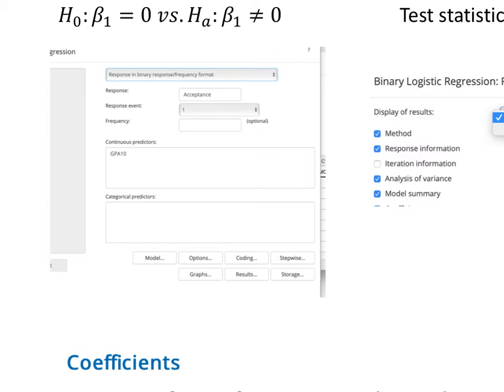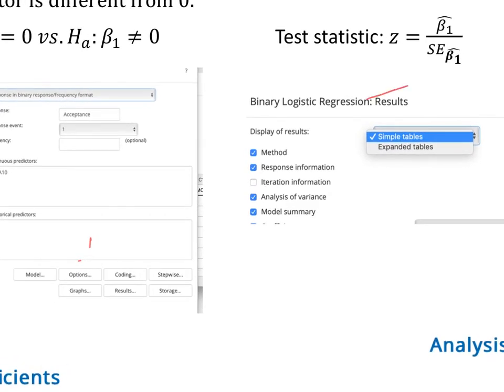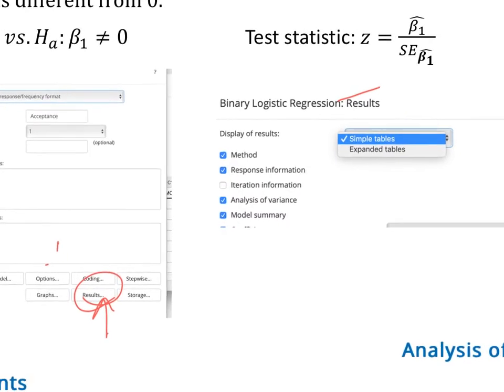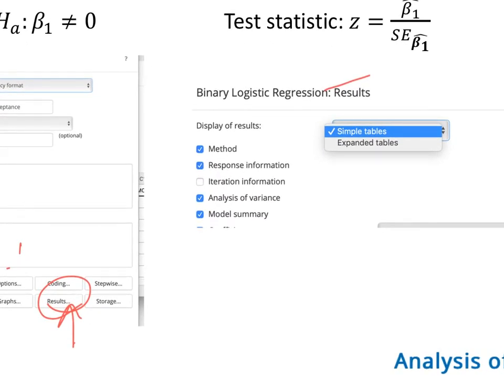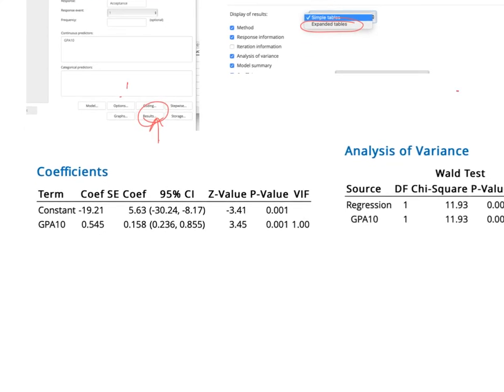Okay, before you go any further, you want to make sure that you select, not options, excuse me, I believe it was under results instead. And that will pull up this screen. Change this drop down. The default is simple tables. We want to choose expanded tables. Otherwise you won't get your z-test statistic, it won't show up, so choose that. Okay, so if you do that, you're going to get this set of output.